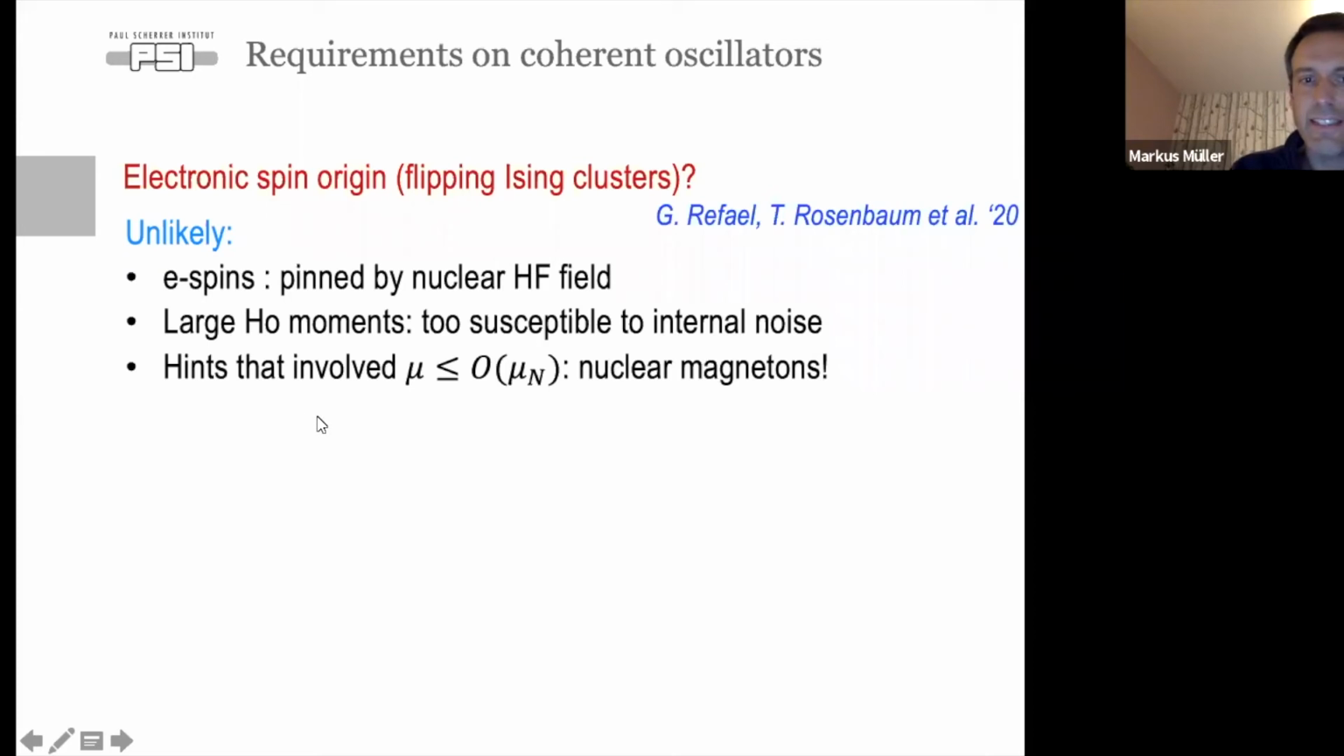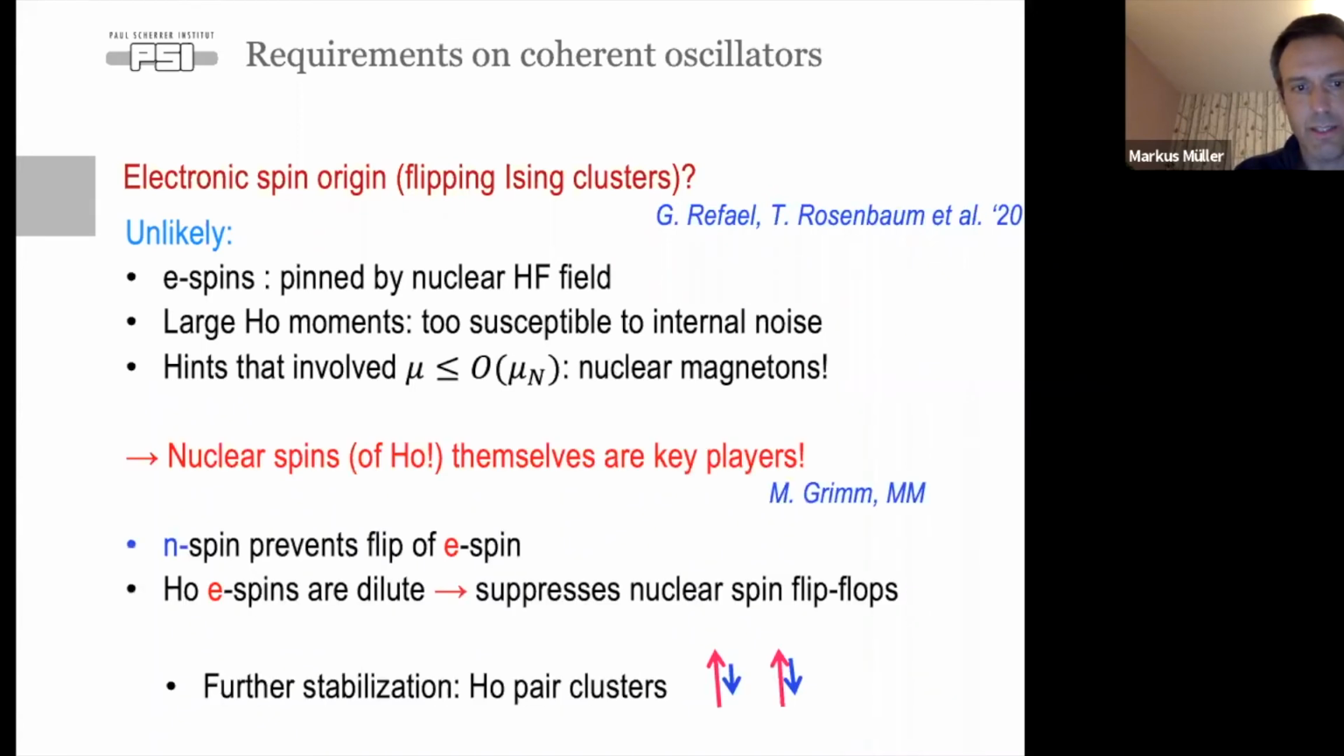And there are hints that the involved magnetic moments are much, much smaller than a Bohr magneton, but rather a nuclear magneton. So we thought it must be nuclear spins that are themselves key players and are not only involved in pinning down electronic spins. But it's still important that the nuclear spin prevents the flip of an electronic spin. That you saw also in the susceptibility. Everything was at very low frequencies because you needed to activate electronic spins to flip.